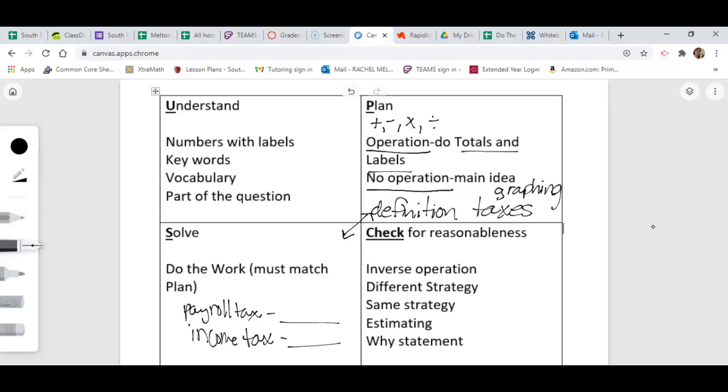That is the work right there. If I'm saying that I'm going to add in my plan, then I need to see some addition. I can't say I'm going to add and then do subtraction. Those go hand in hand. You must have the same thing that you said you were going to do. And this last one is usually the box that is the hardest for the kids to do on their own. And it takes a lot of talking to them about what it means when I say reasonable.